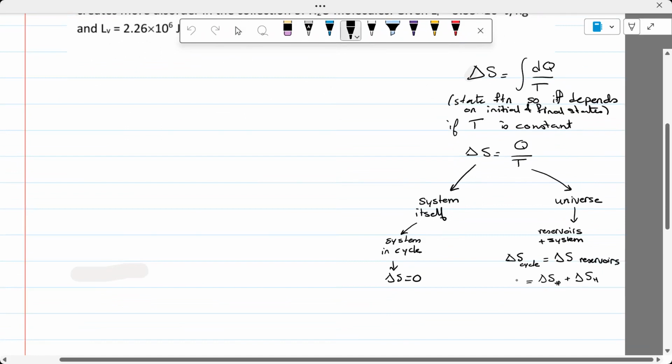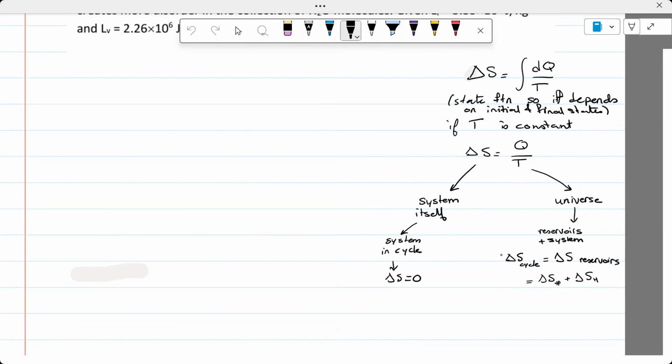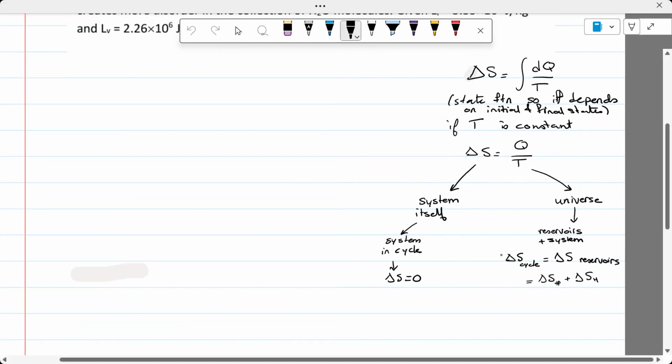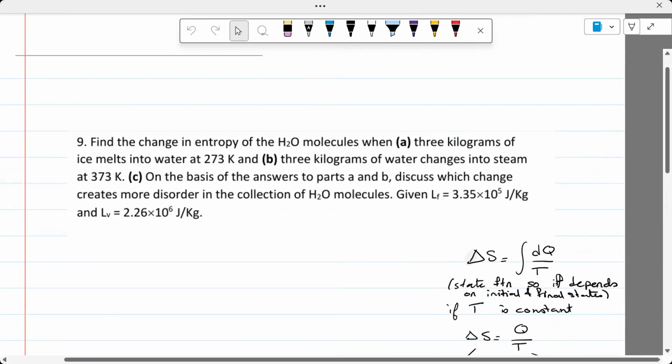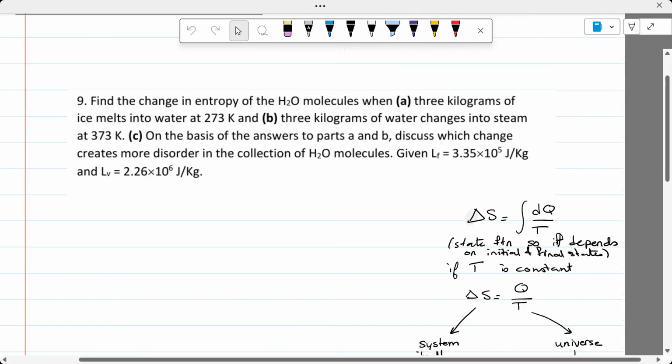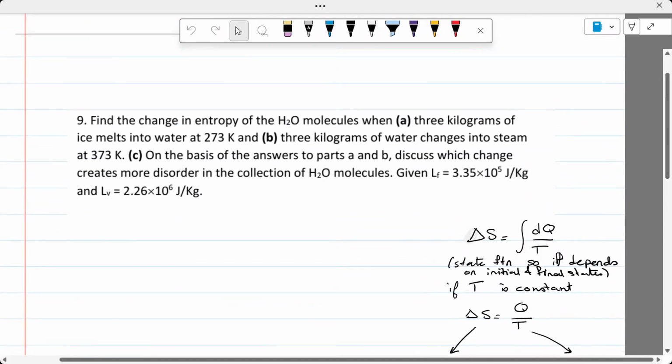If I don't have a cycle, you will have to check what changed in the reservoir and what changed in the system itself, and this would give you delta S of the universe. We're gonna see more of that later on, but for now, I'm just gonna be using the basic formula, delta S. Yeah?